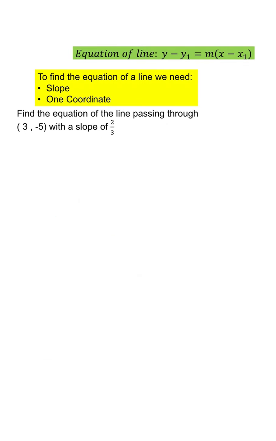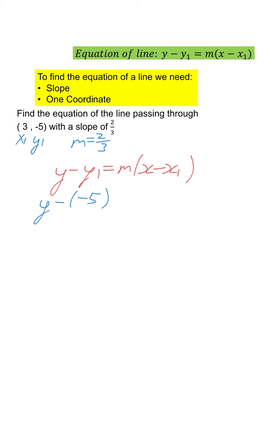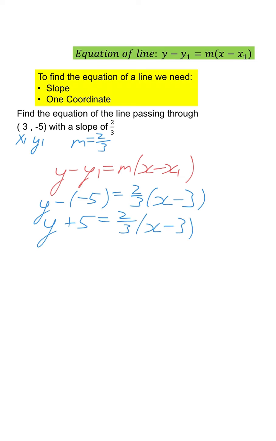So here we need to find the equation of the line passing through (3, minus 5) with a slope of 2/3. So let's label x1, y1, m equals 2/3. Let's write the formula. Okay, let's sub in now. So we'll have y minus minus 5 equals 2/3 times (x minus 3). So this will be y plus 5 equals 2/3 (x minus 3). Now, to get rid of this fraction, you always want to get rid of a fraction if there's a fraction in the equation.